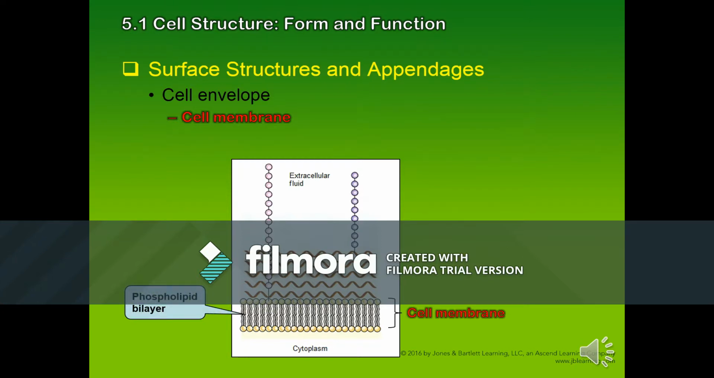And I've already explained the phospholipid bilayer. Now, that cellular envelope is what mostly controls the import and export of things into the cell. So whatever the cell needs to eat, or whatever product the cell makes, will pass through that cell membrane.